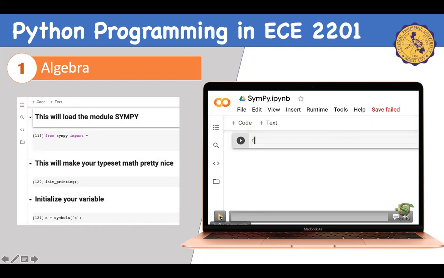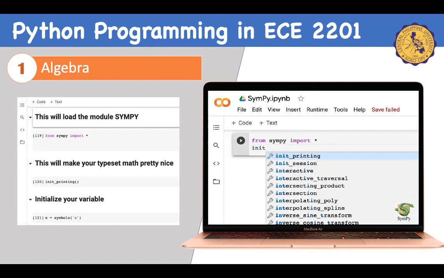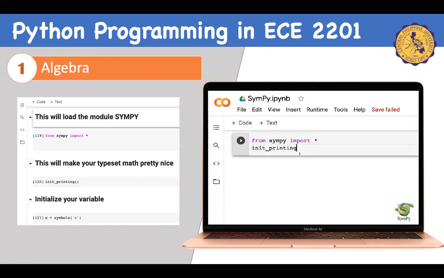Now let's go to our first coding in Google Colab. First, we are going to type from SymPy. Now we are going to import asterisk. We are going to load modules, and then we are going to initialize the display of your math expression by using init_printing. Then we are going to initialize our variable. This time we will make x as our variable.